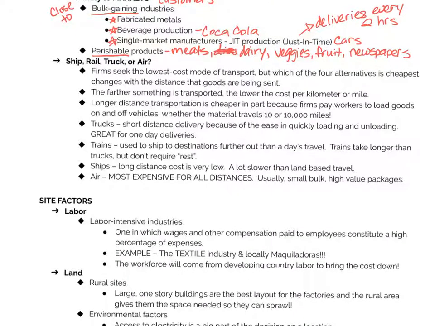So this is where your question comes in. If you look at this right here, the farther something is transported, the lower the cost per kilometer or per mile. Here's why. If I need to ship something all the way to China, I have a friend in China who needs a delivery. Now, if I ship it by air, what's going to happen to the price of the shipment? It's going to go up.